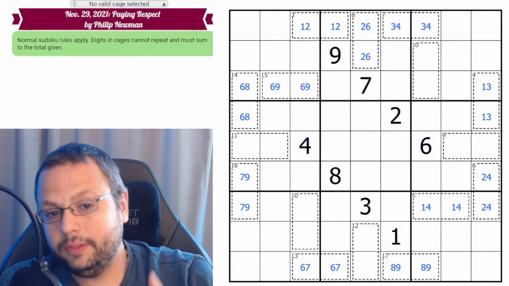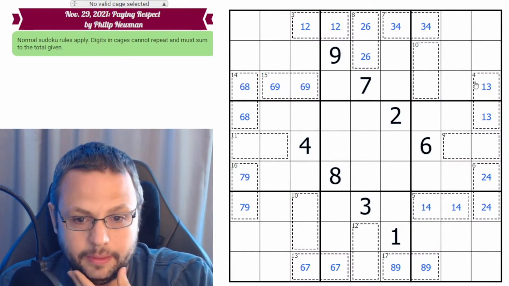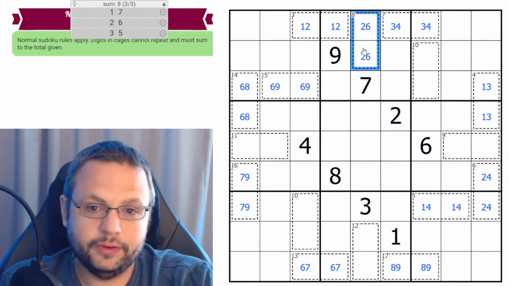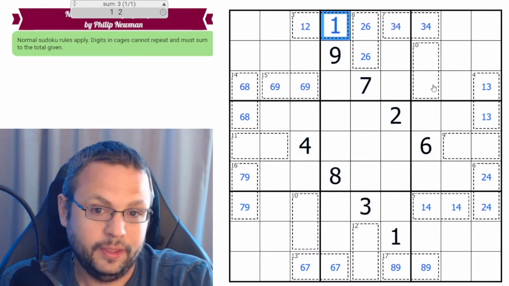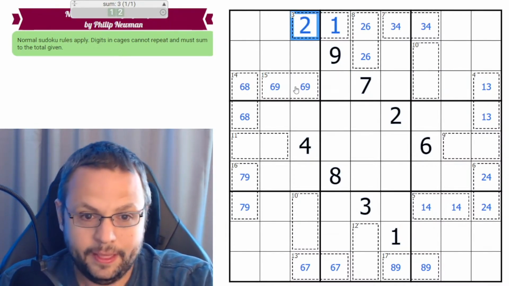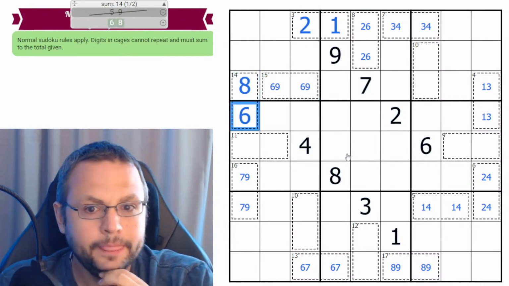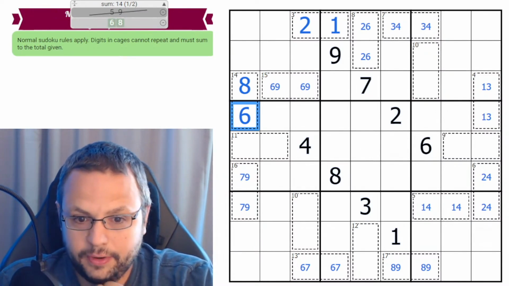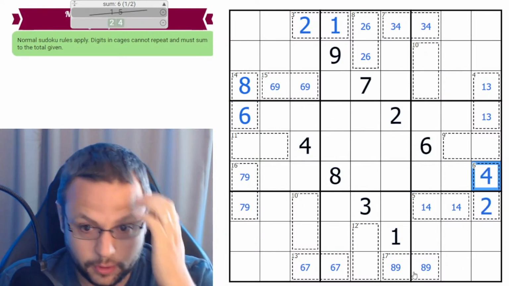Okay, so let's fill in a bunch of digits now, because I'm sure a bunch of people have been champing at the bit to point out that there are some digits I could fill in. So for example, this 2, 6 pair means this can't be a 2. So that's a 1 and that's a 2. This 6, 9 pair means that can't be a 6. So that's an 8 and that's a 6. Let's see. I'm sure I have some others floating around. This 1, 4 pair means that's a 2 and that's a 4.